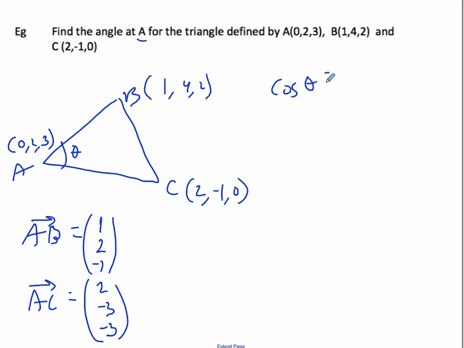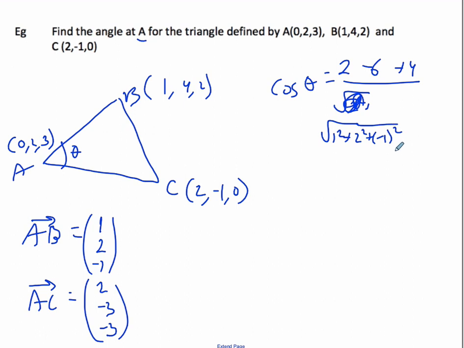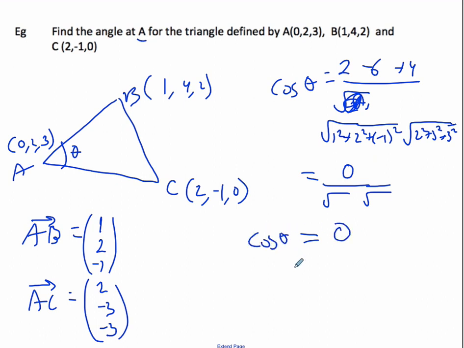Okay, so we have cosine theta equals the dot product, which is 2 minus 6 plus 4, over root 1 squared plus 2 squared plus -1 squared, root 2 squared plus 3 squared plus 3 squared. So in the numerator, I guess I didn't need to do all the stuff on the bottom, in the numerator we get 0. Okay, so we got 0 overall, so that's cosine theta equals 0, so therefore theta is 90 degrees.